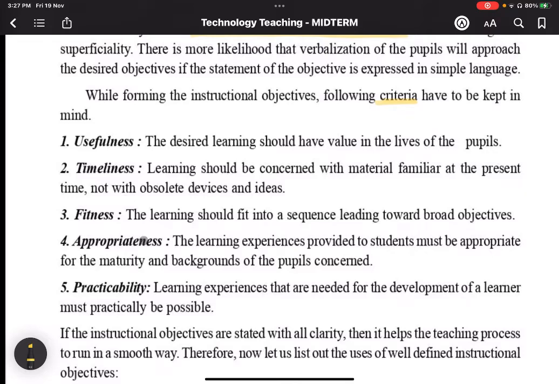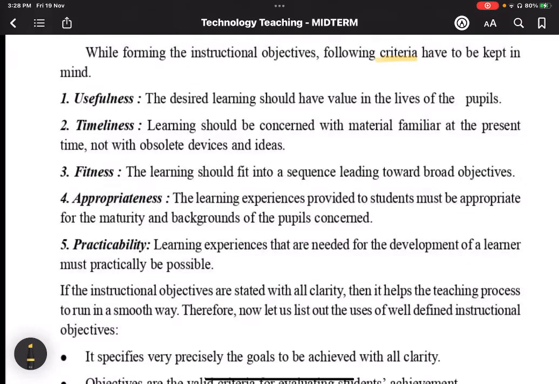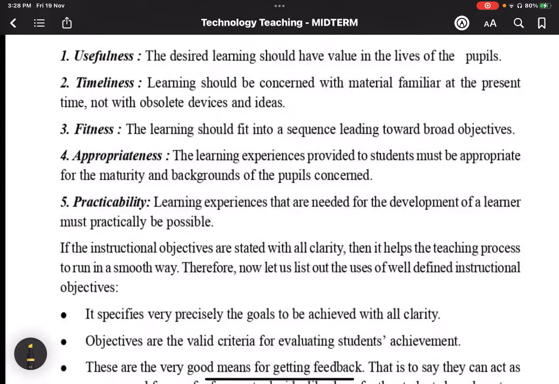Next, we have the appropriateness. The learning experience provided to students must be appropriate for the maturity and backgrounds of the pupils concerned. Practicability, learning experiences that are needed for development of a learner must be practically possible. So 'yung objectives na gagawin mo dapat achievable, no? Practical siya, no? And also it can be applied ng mga students, no? In relation to dito sa useful. And also I think sa appropriateness. If the instructional objectives are stated with all clarity, then it helps the teaching process to run in a smooth way. Okay?